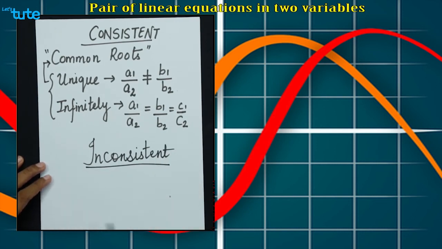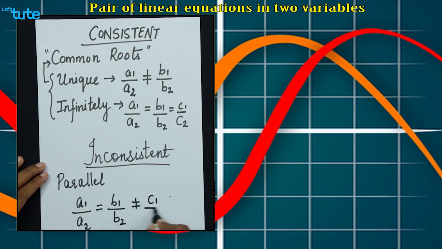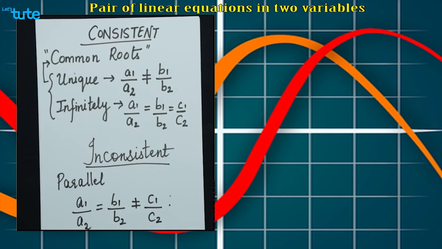This was possible when the lines were parallel. That is, if we compare the ratios, we got a1 upon a2 was equal to b1 upon b2 but was not equal to c1 upon c2. Hope you understood what is a system of equations which is consistent and which is a system of equations which is inconsistent.